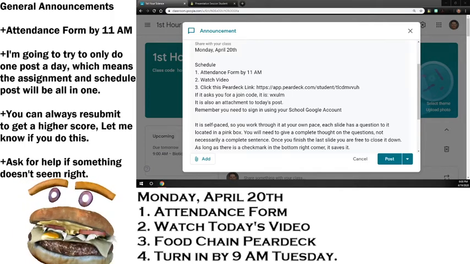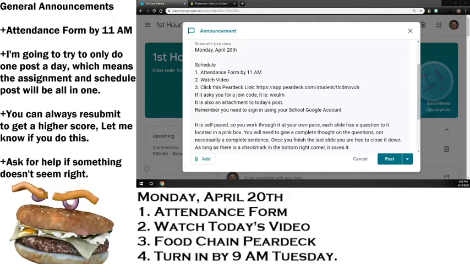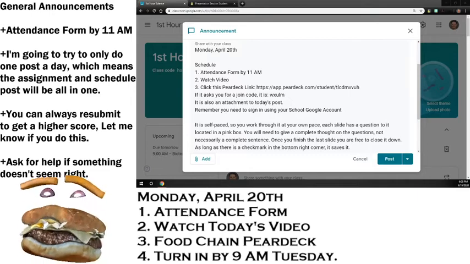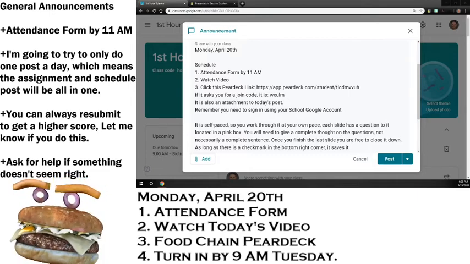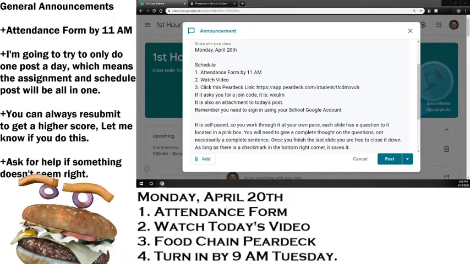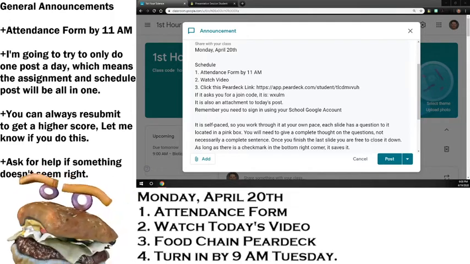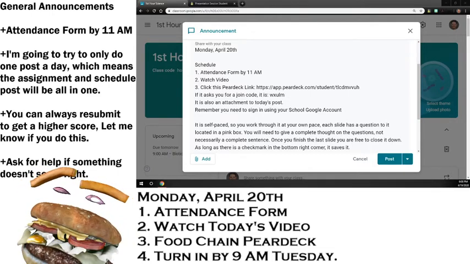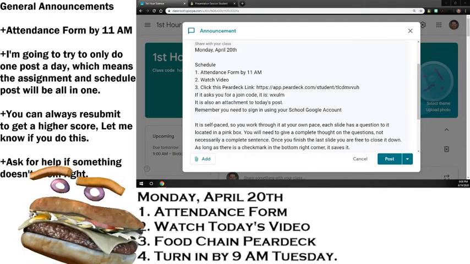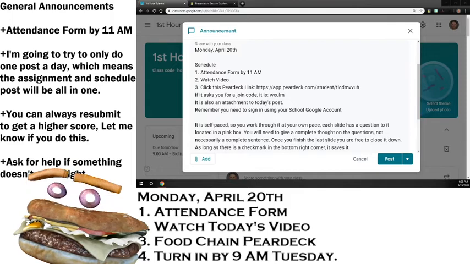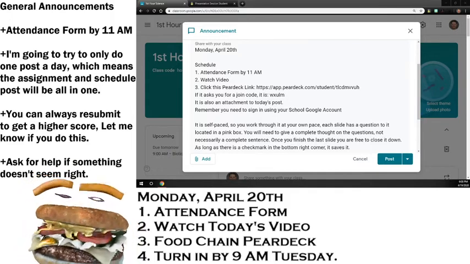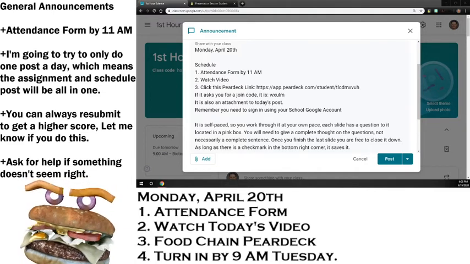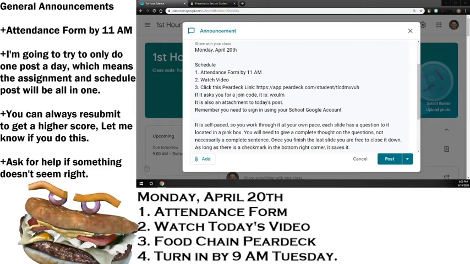Up above, you'll find your general announcements. Attendance form due by 11 every day. And what I'm going to try to do in the future, starting today, is to make one post a day. So that means the assignment and the schedule will be posted all in one. Remember that you can always resubmit to get a higher score on something. Just make sure that you let me know if you are doing this.